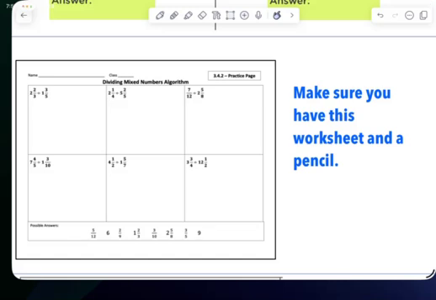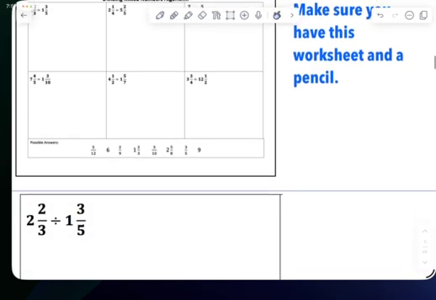Today's assignment is similar to last week. We're still dividing with fractions, but this time they're going to be mixed numbers first. So before I go through any examples, make sure you have this worksheet and a pencil. All right, here we go.